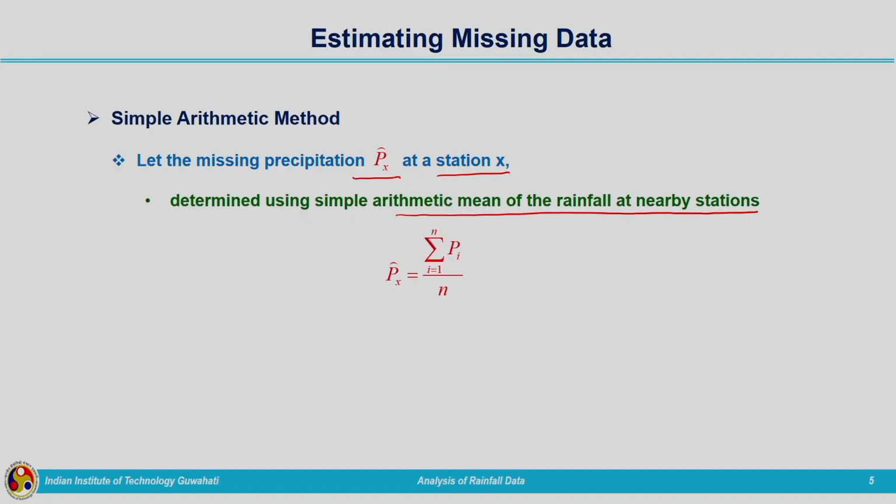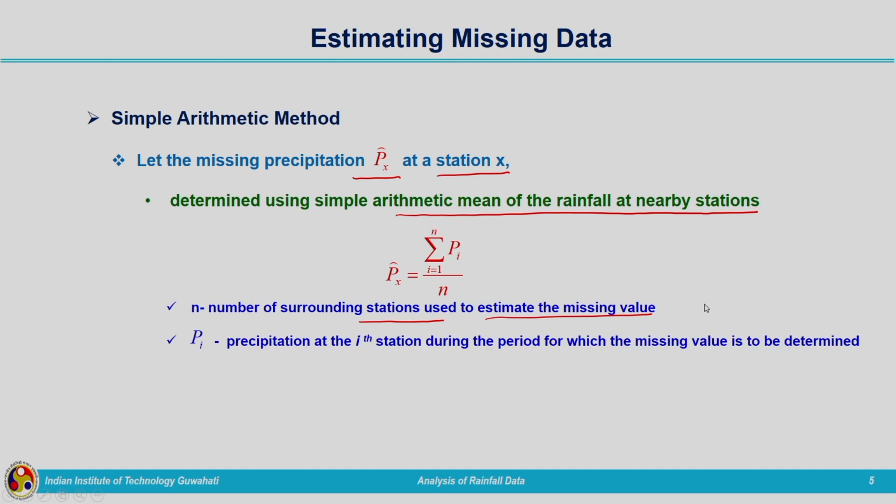That can be done using this formula: Px cap is equal to the summation, i equals 1 to n, of Pi, divided by n. Here, n is the number of surrounding stations used for estimating the missing value, and Pi is the rainfall at the ith station during the period for which the missing value needs to be determined.